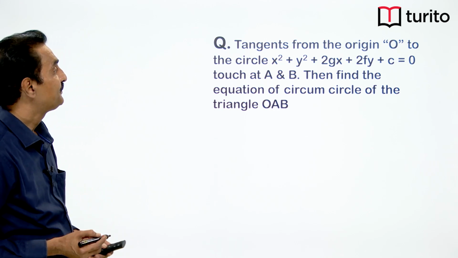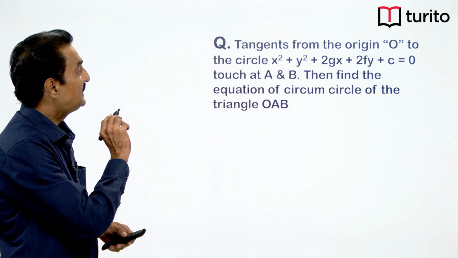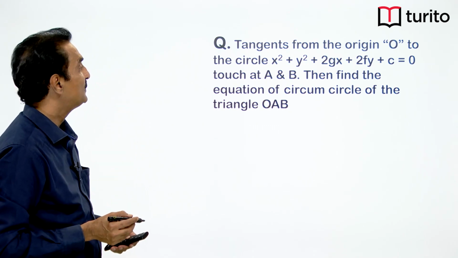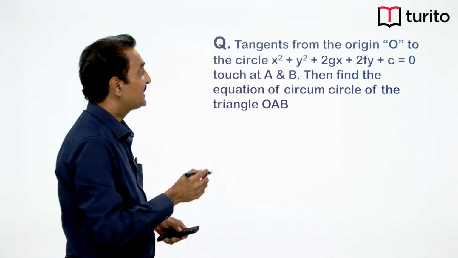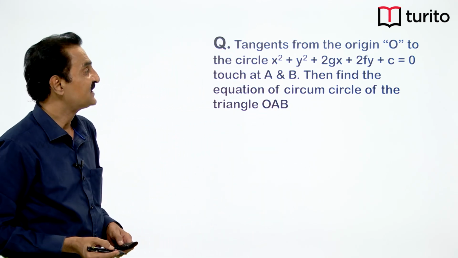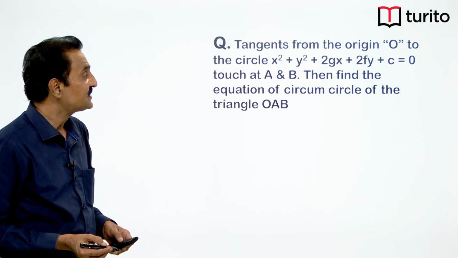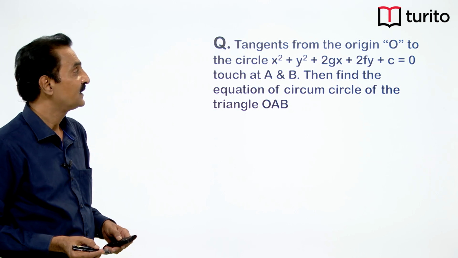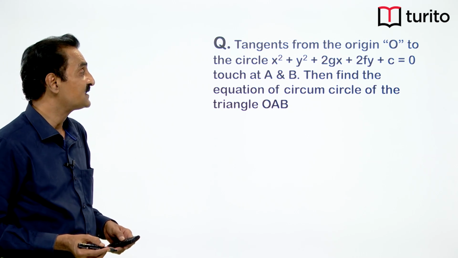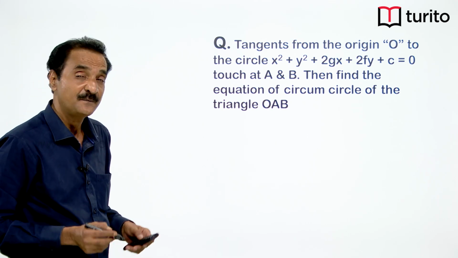Okay. Moving to the next question. It is a very good question, very nice question. Tangents from the origin O to the circle x square plus y square plus 2gx plus 2fy plus c is equal to 0 touch the circle at A and B. Then find the equation of the circumcircle of the triangle OAB. Very nice question. All of you should remember.